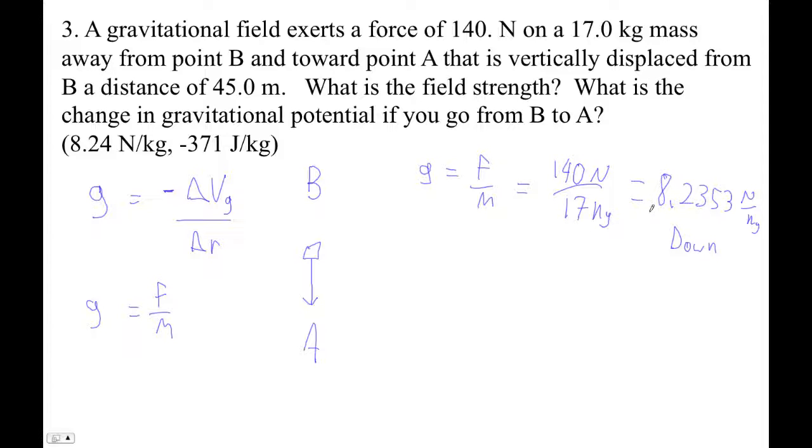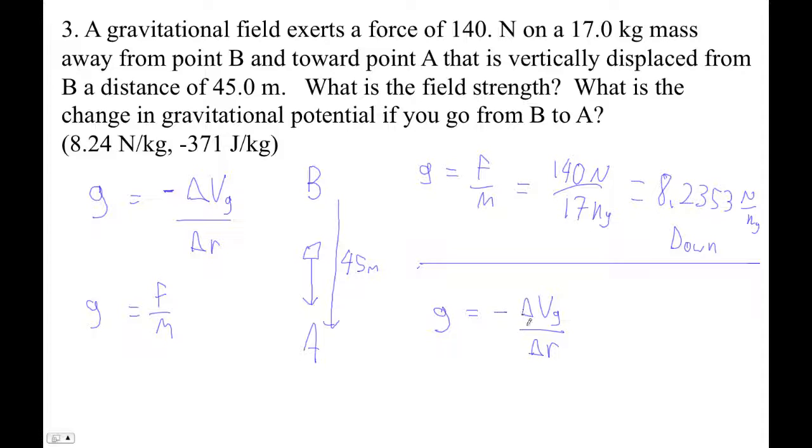Okay. What is the change in gravitational potential if you go from B to A? All right, so let's figure this out. G is equal to the opposite of the change in potential over the change in displacement, right? So if I go from B to A, 45 meters, I'm going this way, right? So that's 45 meters down, right?